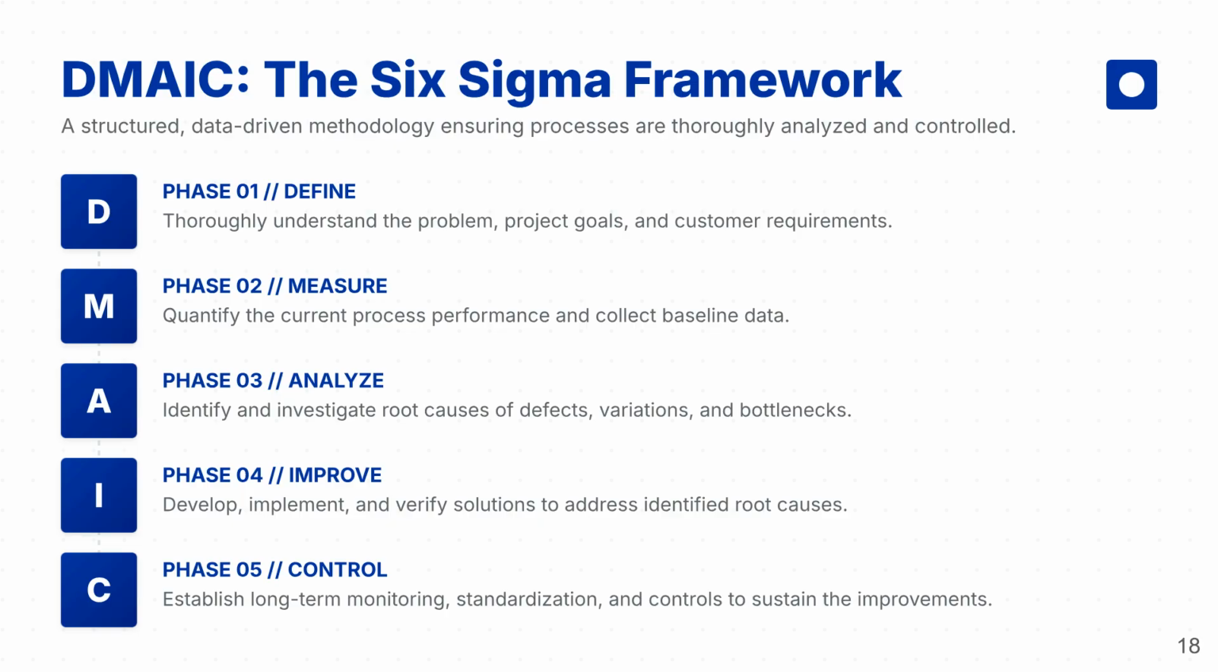Six Sigma follows a structured improvement methodology known as DMAIC. The name is formed from the first letters of its 5 phases: define, measure, analyze, improve, and control. This framework provides a systematic approach for solving process problems using data rather than assumptions.